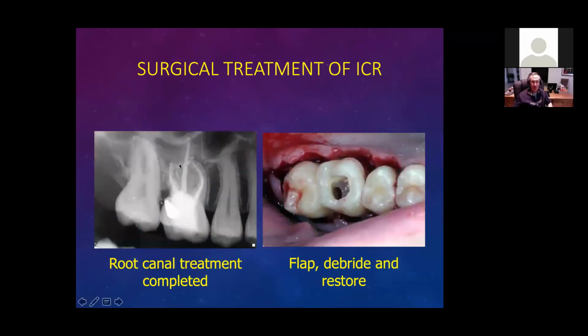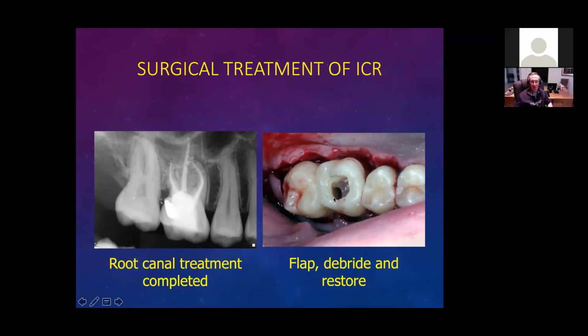So in this case, I completed the endo. I think Eric Rindler did the surgery here. We've done a lot of these cases together. If the surgery is easy, I'll do it myself. But when it's more difficult, I'll usually defer and let him do it. Frankly, he's a better surgeon than I am.